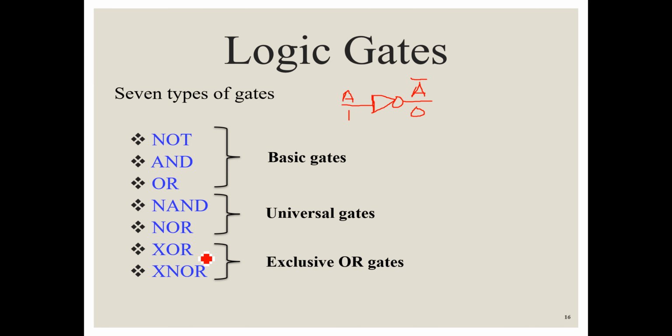The next ones are the XOR gate, exclusive OR gate, and exclusive NOR gate. These are the different types of logic gates, which are usually of 7 types, and these are classified into 3 types: basic gates, universal gates, and exclusive OR gates.